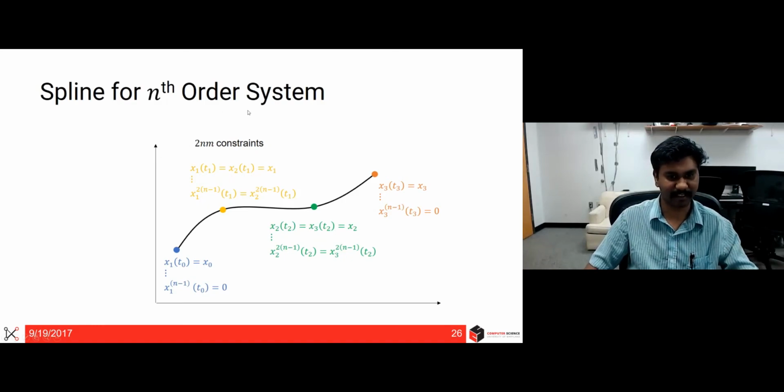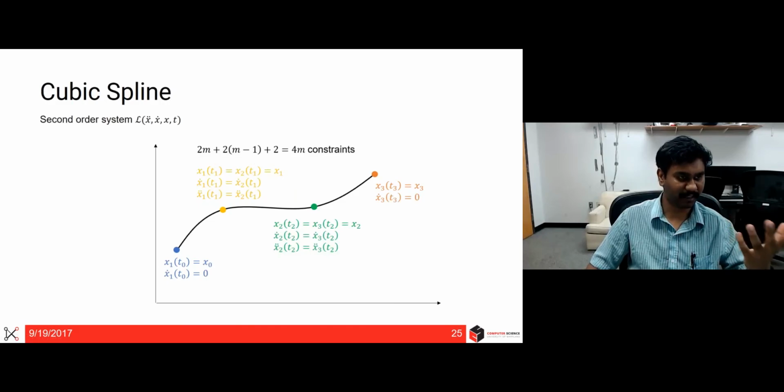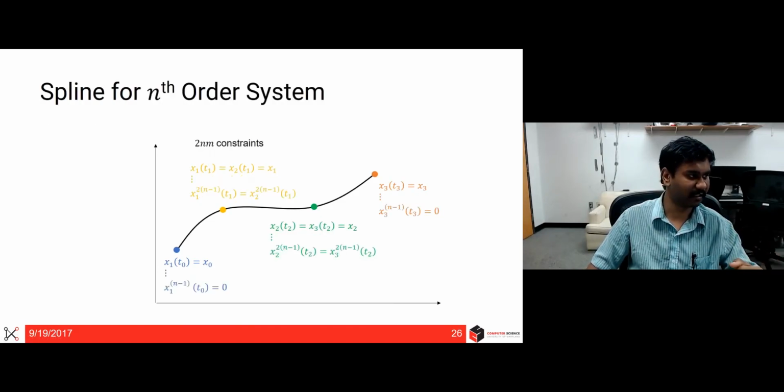The last slide was basically for cubic spline, so the velocity was maintained continuous. In this case, for an nth order spline, you can have any arbitrary nth order where you have n minus 1 derivatives being 0 at start and end, and you have 2 into (n minus 1) derivatives being continuous in between, and the positions of course being continuous. So you have 2nm constraints, where m is the number of waypoints and n is basically the order of the system we are looking at.